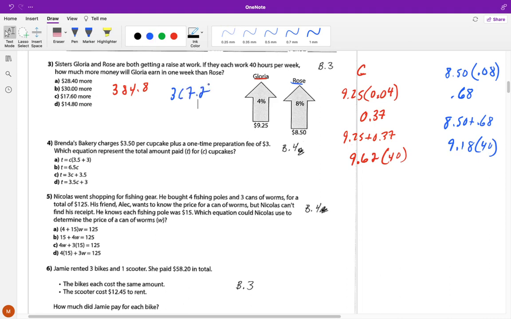$367.20. So how much more will Gloria make? Well, now we just need to add those two numbers together. Or I'm sorry, not add, subtract. So we would do 384.8 minus 367.2, which gives us $17.60 more. That will be how much more she is making.